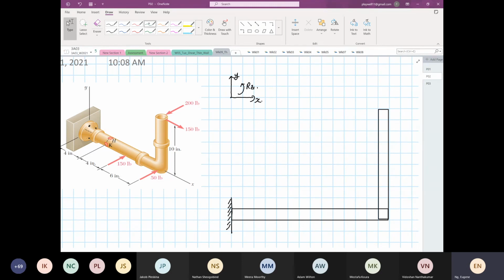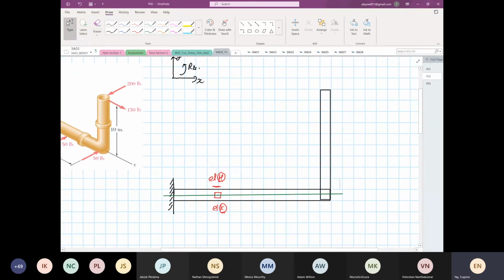At a certain distance, this will be our element K, and then on top, this is our element H, and then from here we're going to draw our neutral axis. This is just a sketch. Exactly where is it? I don't know. This is just a sketch. So this is our neutral axis.